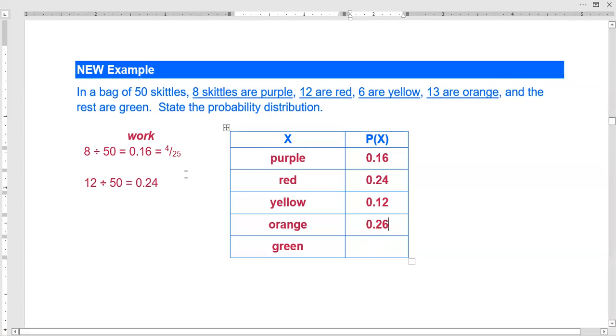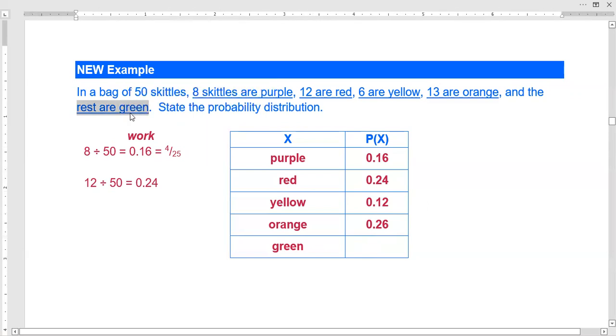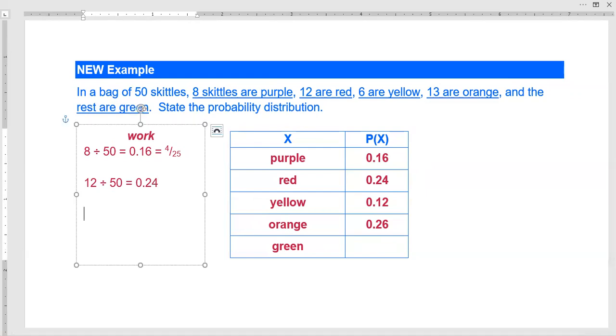Now for green, we have the same situation that we had with the blue M&Ms. So we're just told that the rest of the Skittles are green. So there are 2 different ways you could think about this one. You could add these up, and think of them as percentages, right? So 16%, 24%, and so on, and subtract from 100%. Or I'm going to do this one a little bit different just so we can see a different way.